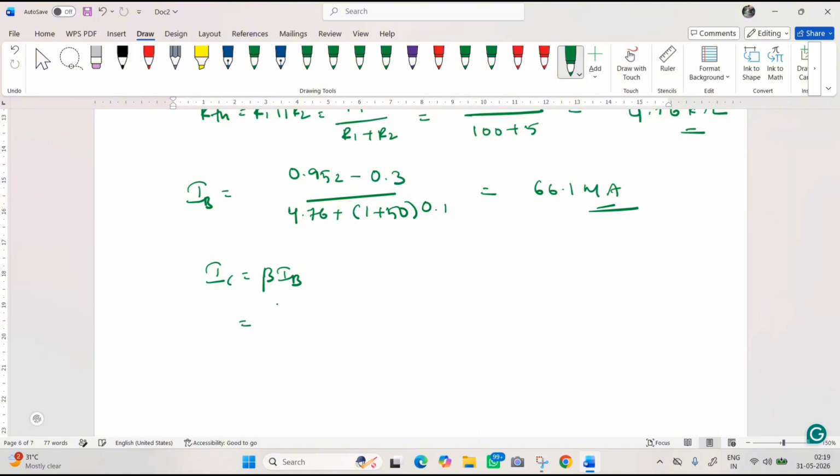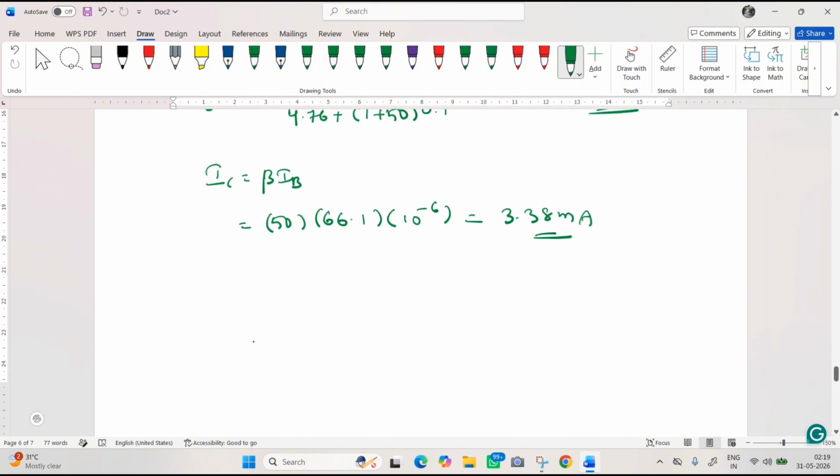That is beta into IB. Beta value is equal to 50, and this value will be equal to 66.1 into 10 to the power of minus 6. By solving this, the collector current you will get is 3.38 milliamps. This is the approximate collector current.